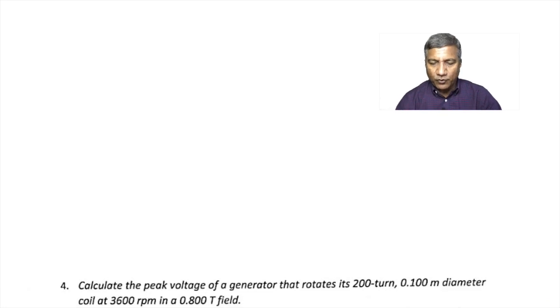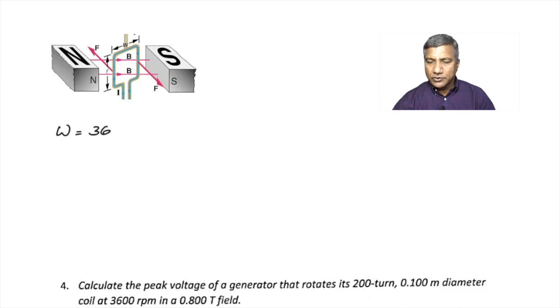In this question, number 4, we have to calculate the peak voltage of a generator that rotates its 200-turn, 0.1 meter diameter coil at 3600 rotations per minute in a 0.8 Tesla field. Now this is a direct question. You know that in a generator you have a coil rotating in a magnetic field. And the peak value of the EMF depends on the number of turns, on the area of the coil, on the strength of the magnetic field, B, and omega. Omega is the angular speed, which we'll have to find out.